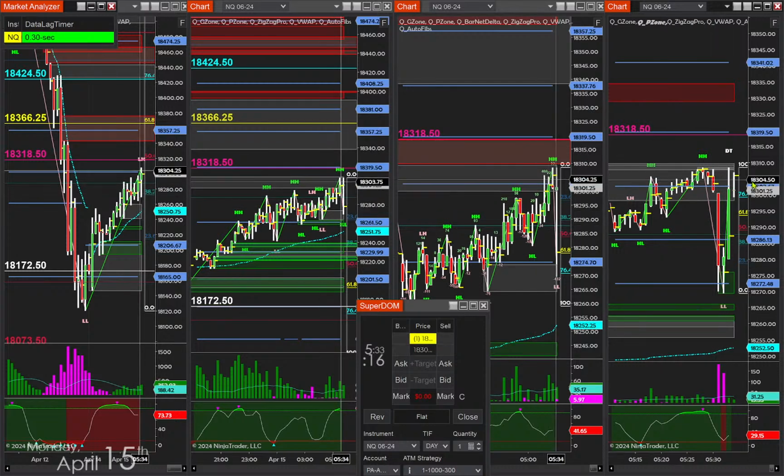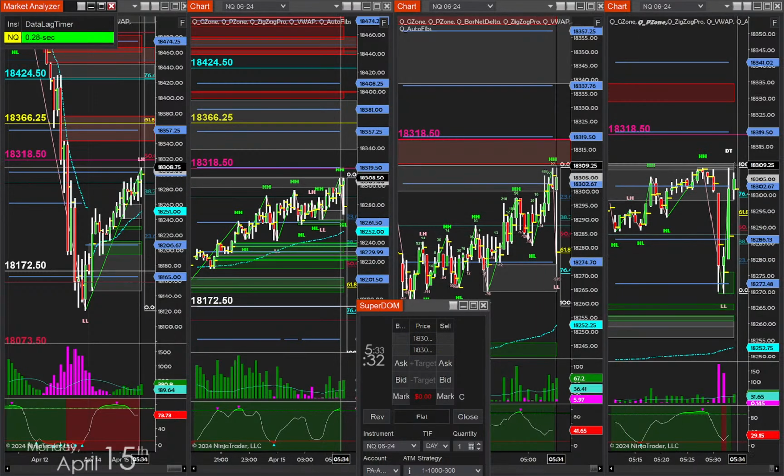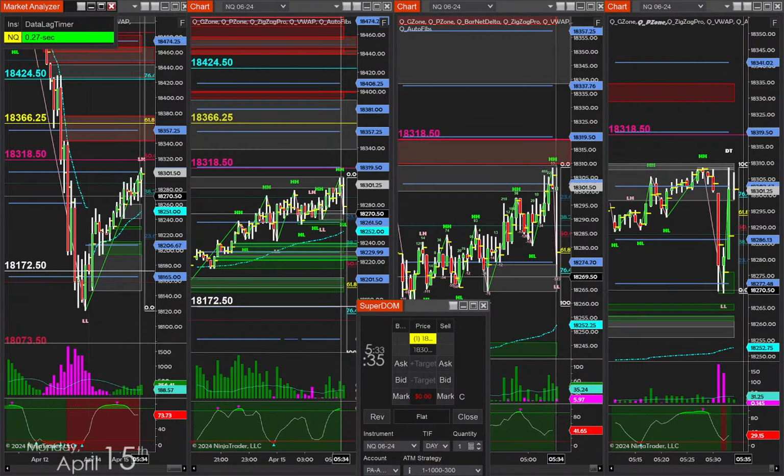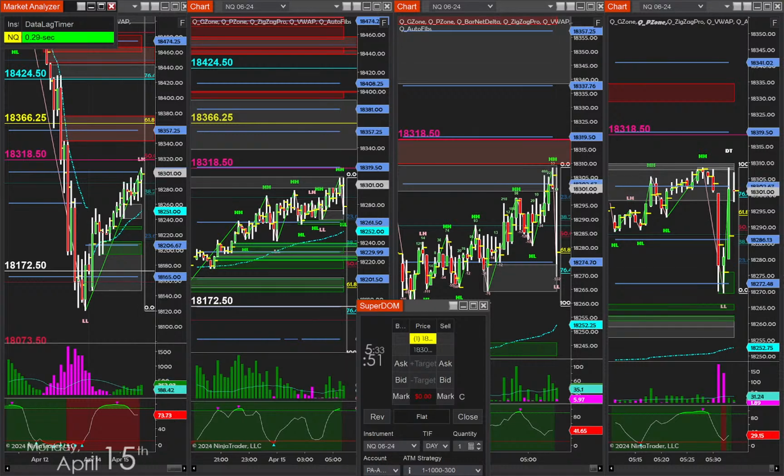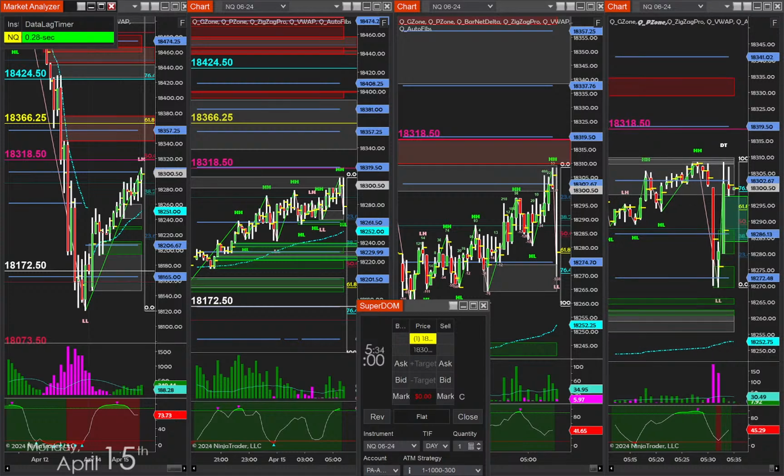Yeah, so you see the auto fib automatically reconfigures, depending on the market structure, right? So I don't need to draw it out. It automatically draws it out for me. So right there, it automatically draws it out. Once the structure is broken, it'll redraw the auto fib. Yeah, it automatically draws it out.